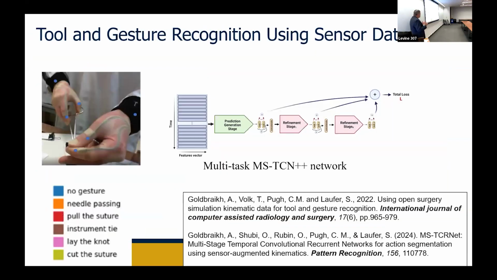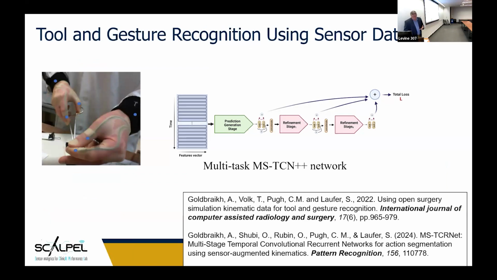But again, using sensor data, we can do multiple things. We can analyze their motion. We can also automatically identify the gestures they're performing. Here is a close-up on where the sensors are positioned. We can do gesture recognition using the sensor data. We can do motion analysis using sensor data.